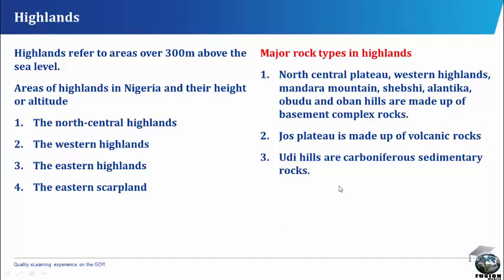Major rock types in highlands: 1. North Central Plateau, Western Highlands, Mandara Mountain, Shebshi, Alantika, Obudu, and Idanre hills are made up of basement complex rocks. 2. Jos Plateau is made up of volcanic rocks. 3. Udi Hills are made up of carboniferous sedimentary rocks.